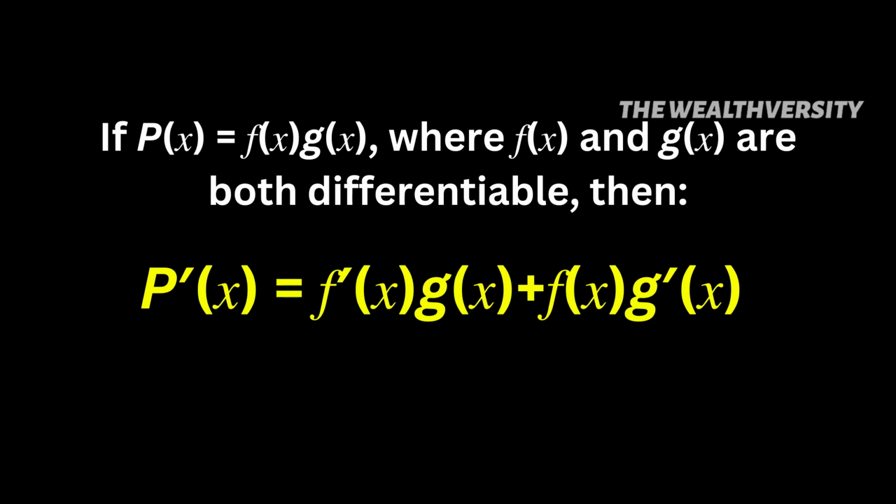Today we will be talking about the product rule, which is used in calculus to differentiate a function. If p of x is equal to f of x times g of x, where f of x and g of x are both differentiable, then p prime of x is equal to f prime of x times g of x plus f of x times g prime of x. This is the formula used to differentiate a function that is a product of two functions.